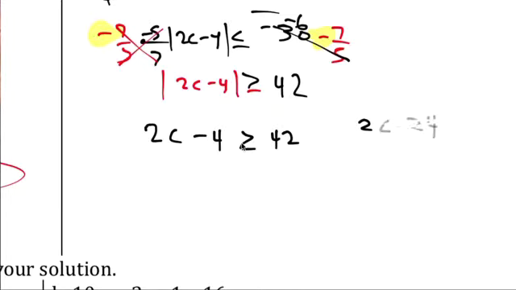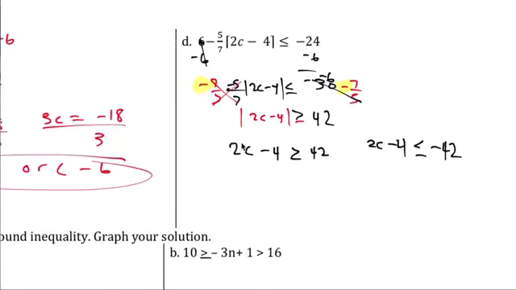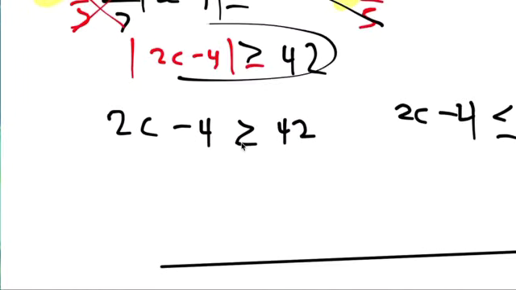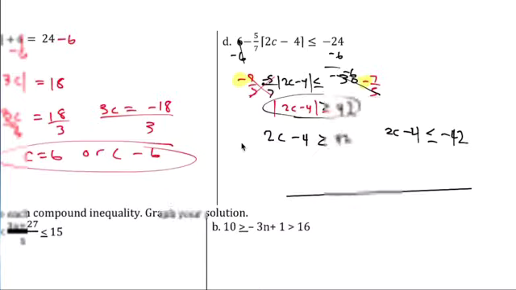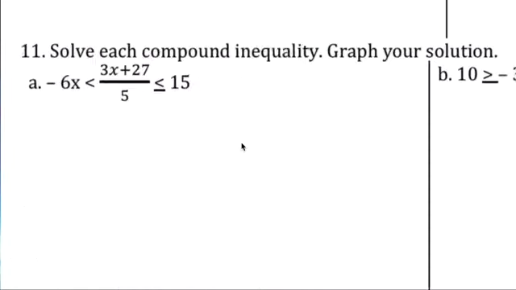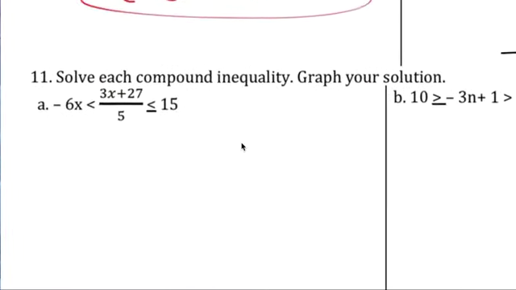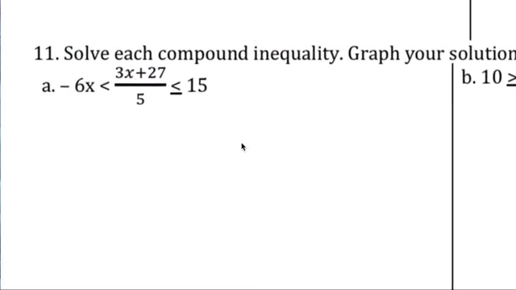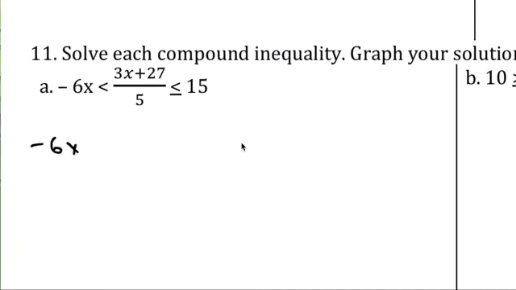Now you switch the inequality: 2c minus 4 is less than or equal to negative 42. And you solve it for both of them, and then you graph. This looks like an OR statement because it's greater than right here. Solve each, graph your solution. Make sure you graph. So I would make this into 2 problems.